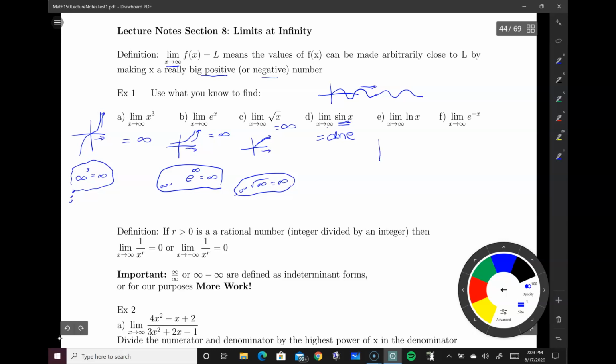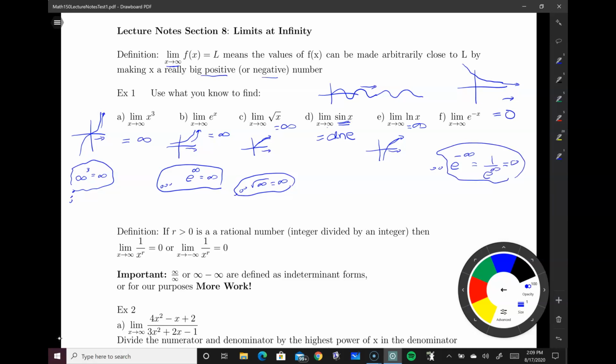All right, so thinking about the graph of ln of x, as x's go to infinity, the y values continue to rise. So that's going to infinity. e to the negative x is this graph. So as x's are moving towards infinity, I can see that the y values are going towards 0. So let's think about what that looks like. Thinking e to the negative infinity is like saying 1 over e to the infinity, and that's 0. Again, just thinking all these things. You're not ever going to write this kind of thing down.